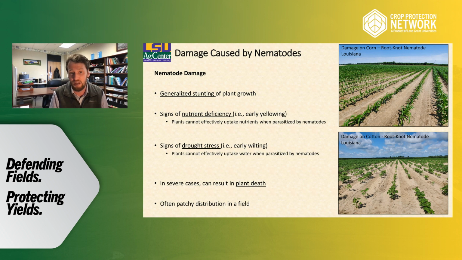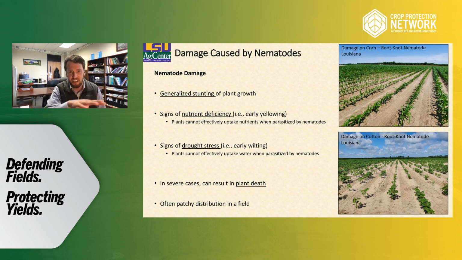It's the same with signs of drought stress, early wilting. The plants just cannot take up water when they're parasitized by nematodes at a high degree. In severe cases, severe nematode infestations, it can even result in plant death. Now, nematodes are often distributed in a patchy distribution within a field, and that's one of the key signs of nematodes. Hotspots is what we like to call them.